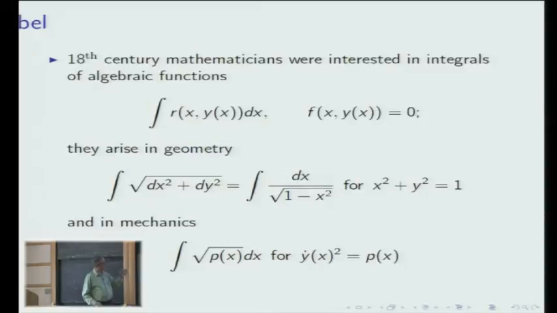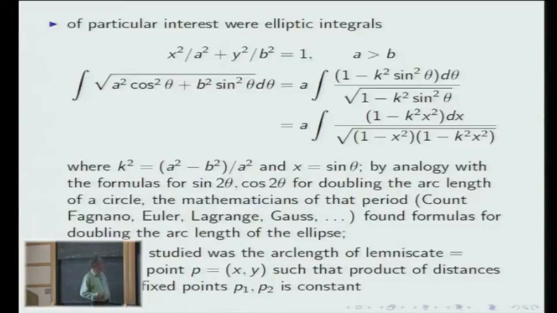So the story starts with really classical complex function theory. The classical mathematicians were interested in integrals of algebraic functions. So f is a polynomial in two variables, and an algebraic function is a multi-valued function of x that satisfies this polynomial equation. The integrals of these things were of considerable interest from geometry, arc length here on a circle, and mechanics. Of particular interest were the elliptic integrals, the arc length on an ellipse. Those integrals had been the subject of a lot of study: Euler, Legendre, Gauss, and also Count Fagnano.